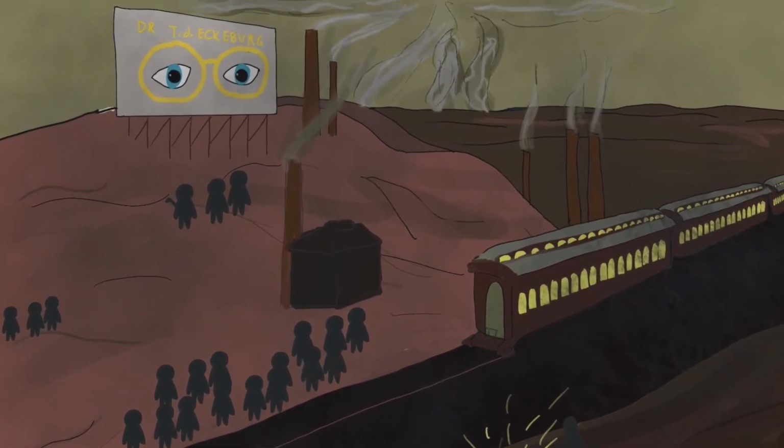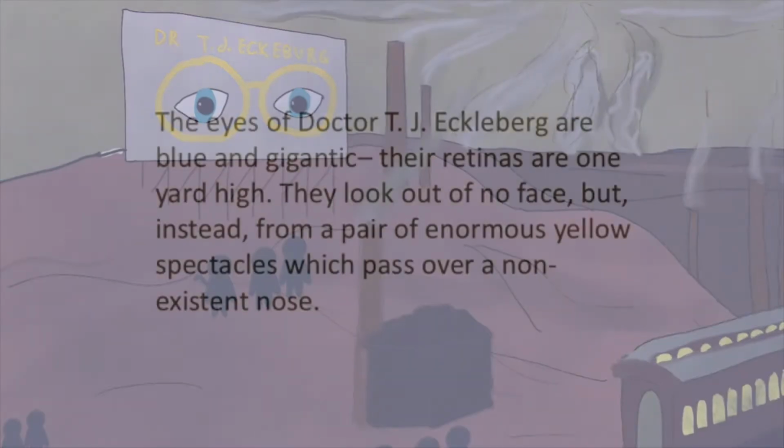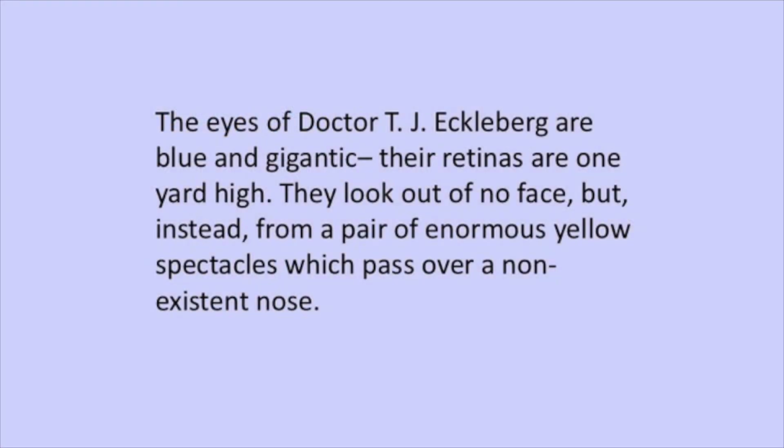T.J. Eckleburg, also known as the eyes of God. The eyes of Dr. T.J. Eckleburg are blue and gigantic. Their retinas are 1 yard high. They look out of no face, but instead from a pair of enormous yellow spectacles which pass over a non-existent nose. In a novel where sins and gins overflow, God has become something that is hidden in the background.